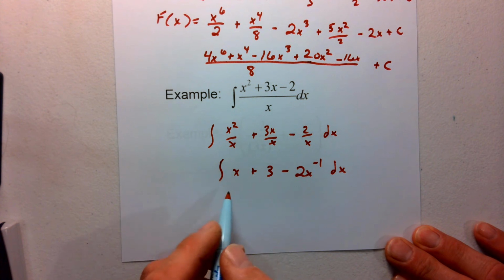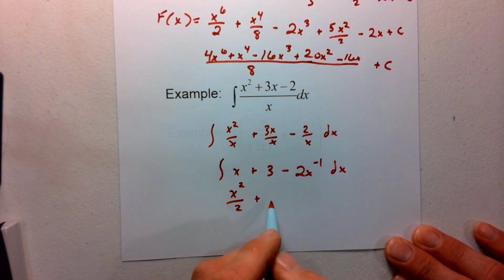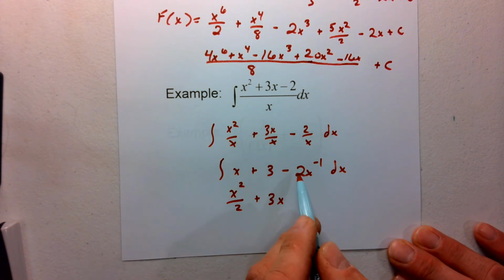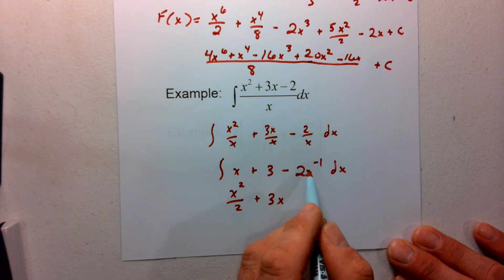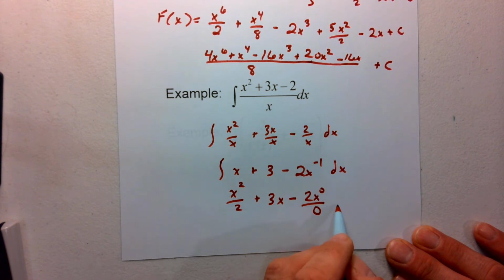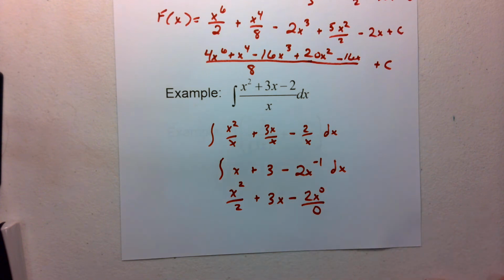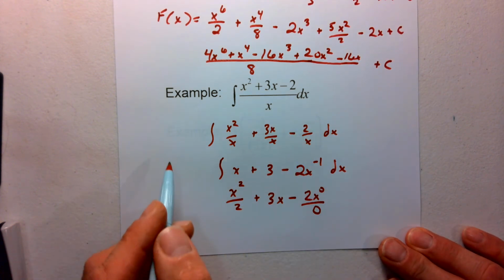So the integration of x gives us x squared over 2. Integration of 3, we get 3x. Integration of negative 2x to the negative first. So I'm going to increase my exponent by 1, sorry. We get 2x to the 0, divided by that exponent, which is 0. That's a problem, isn't it? So let's think about this 1 over x, this 2 over x.